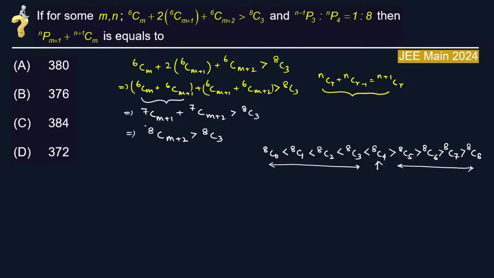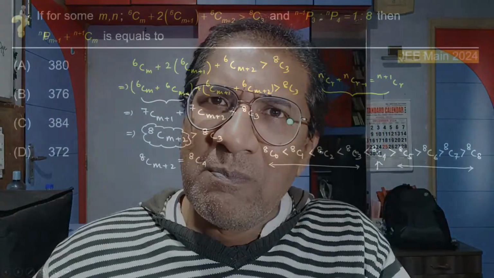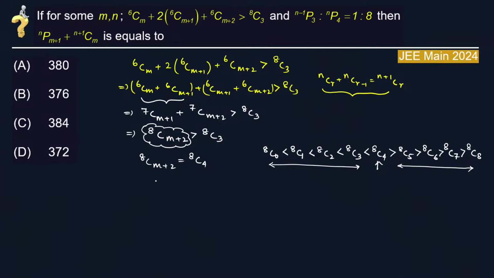Now they have said that 8C(m+2) is greater than 8C3. If it is greater than 8C3, then the only possibility is that 8C(m+2) will be equal to 8C4. See how simple a concept, a basic concept, they have used in this problem. It's a very, very basic concept, but you must know it. Otherwise, there will be a problem. So in this case, what will you say? You will say that m plus 2 will be equal to 4. That implies m is 2.